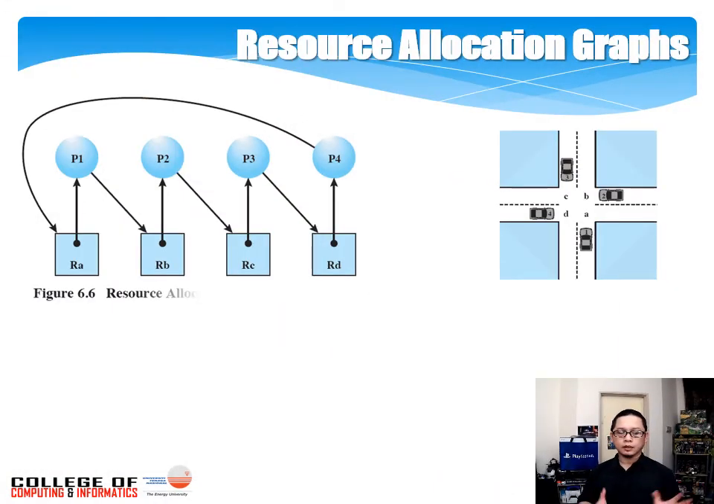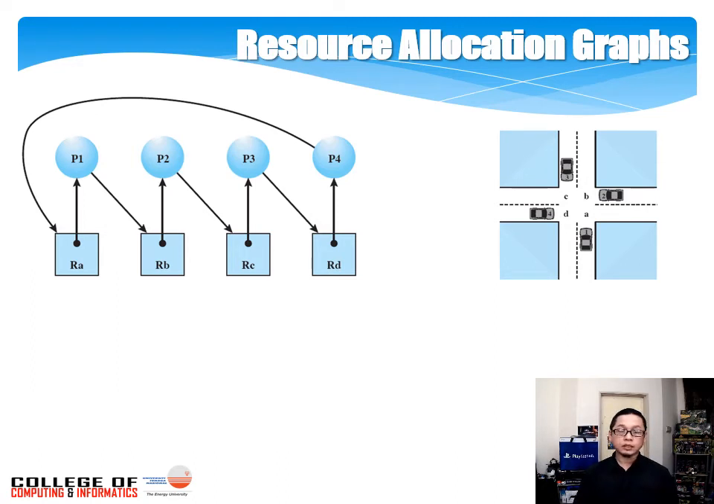Now we look at this resource allocation graph. You see P1, P2, P3, and P4, and also resource A, resource B, resource C, and resource D. How do you describe this situation? How do you read this diagram? Can you read it? And does deadlock actually happen in this diagram?